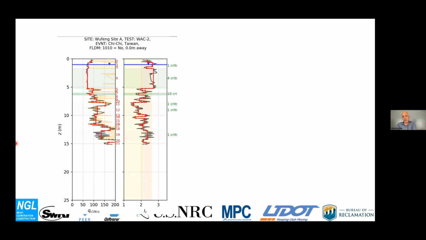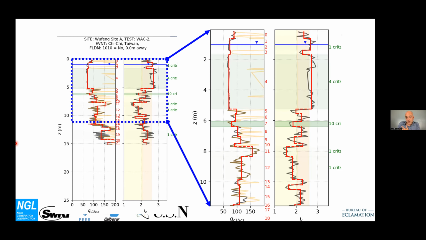So here's an example site that we can apply this to. This is Wufeng site A, which did not exhibit surface evidence of liquefaction, even though it was shaken very strongly during the 1999 Chi-Chi earthquake. Here's a zoomed in view that just shows some of the layering that we've interpreted for this site. And we've come up with some criteria to figure out which of these layers is most likely to manifest or most likely to be the critical layer. And you can see this darker green layer down here receives the most votes from the different criteria that we're using. I don't have time to talk about all those criteria.